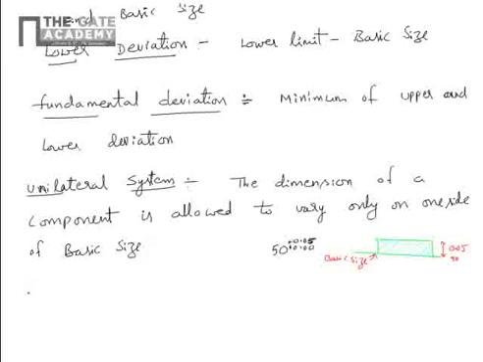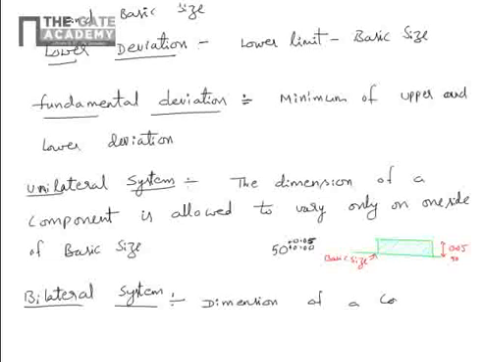Similarly, bilateral system. If the dimension is allowed to vary on both sides of the basic size, then it is called bilateral system. Dimension of a component varies on both sides of basic size.